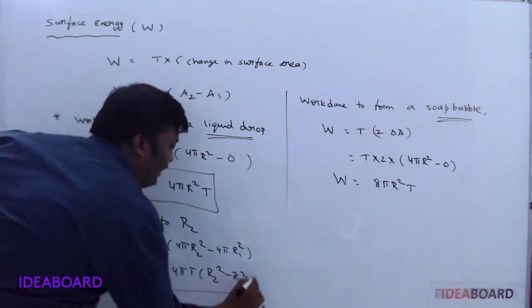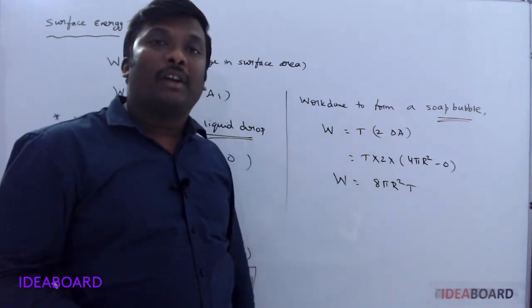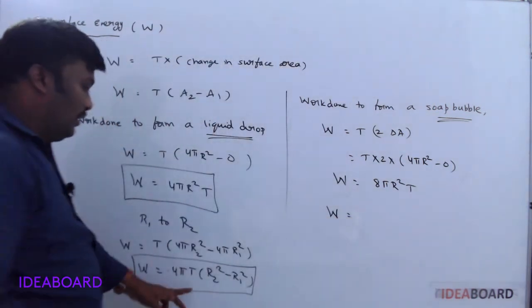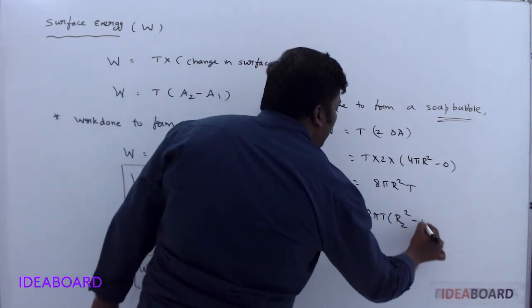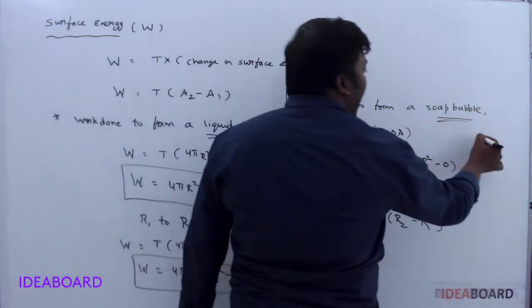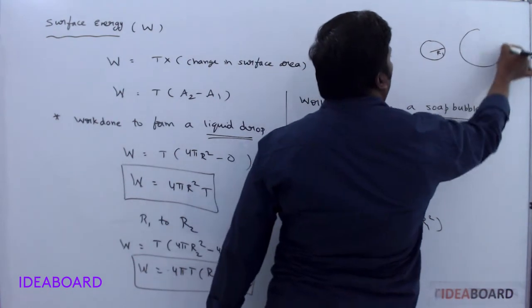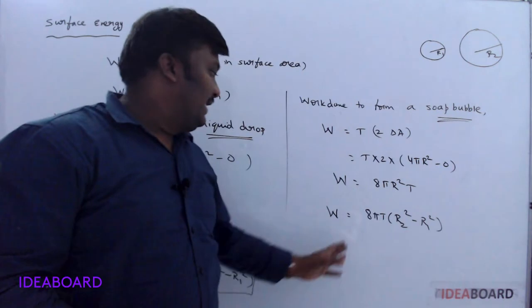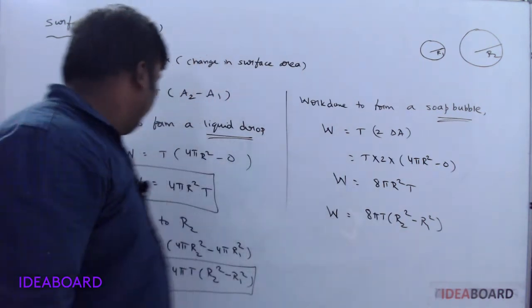Understand? Similarly, in order to blow a soap bubble from radius R1 to R2, we have the formula W is equal to 8 pi T into (R2 square minus R1 square), because now the soap bubble has a smaller radius R1, now it is blown into a bigger radius R2. How much work done is needed? Then 8 pi T into (R2 square minus R1 square). Clear?